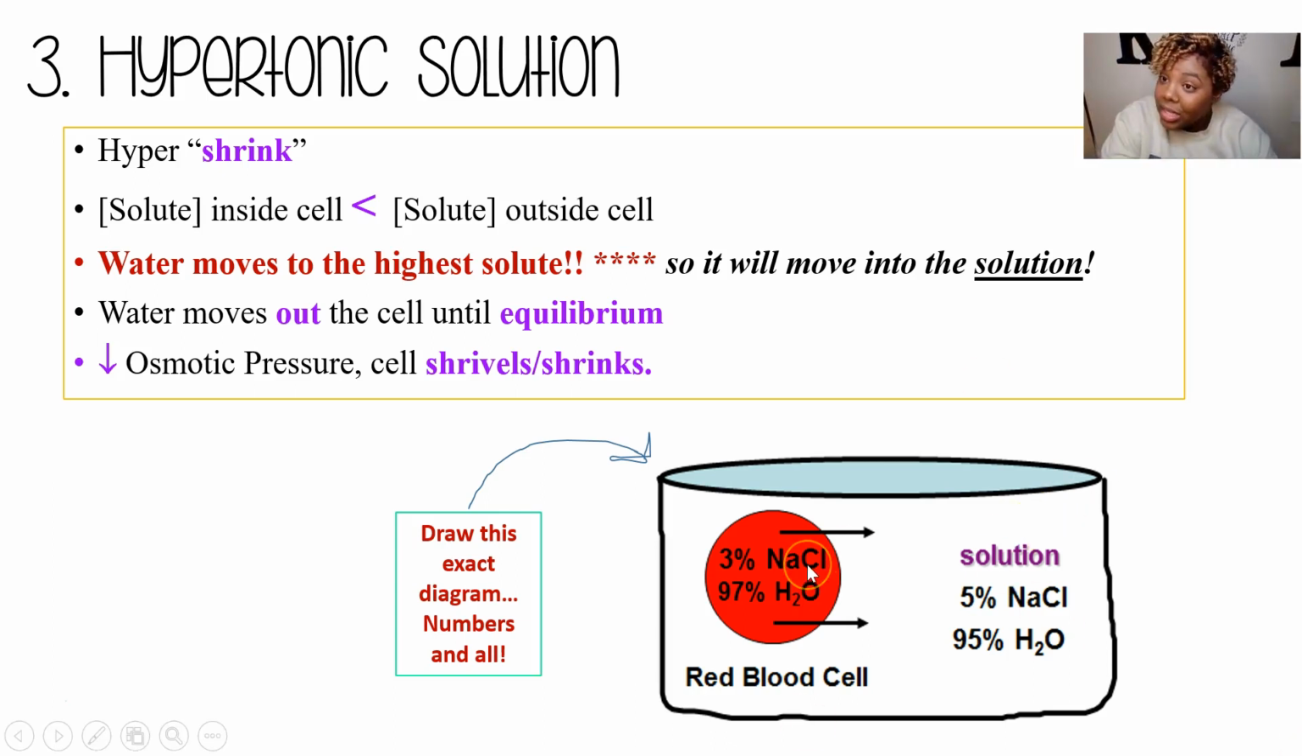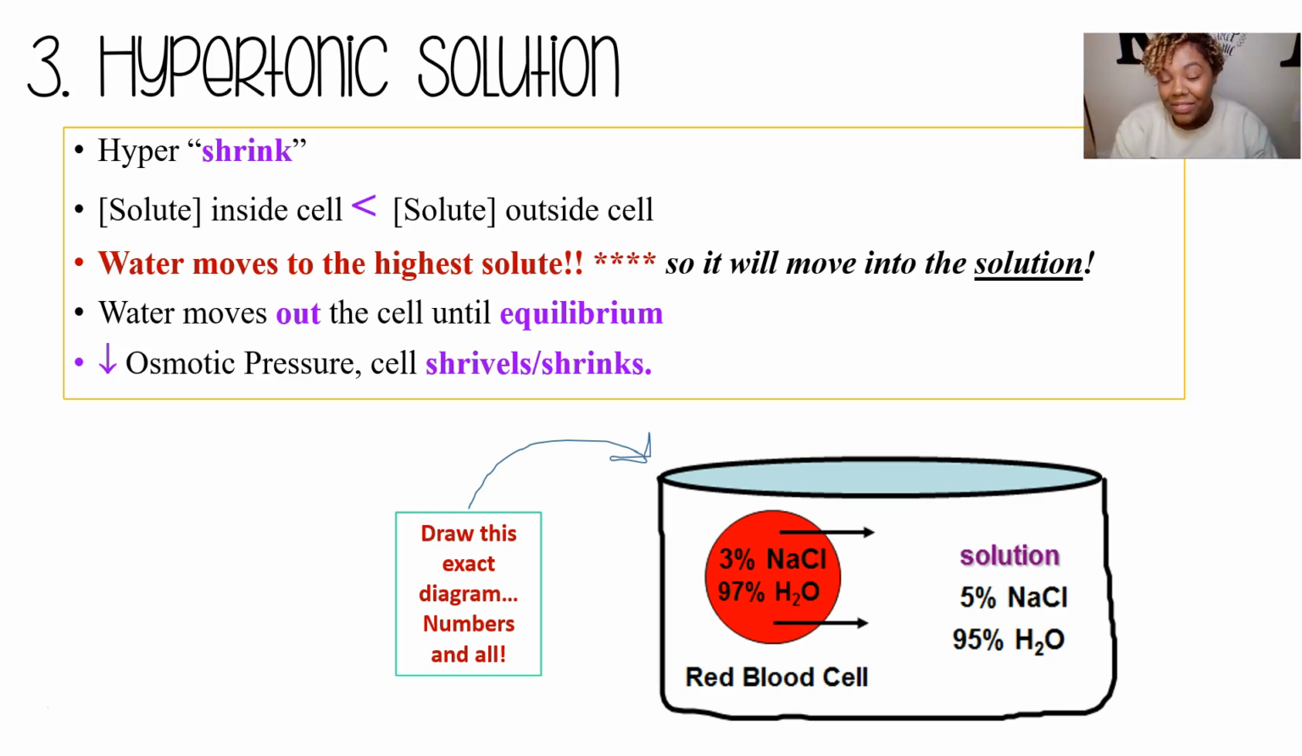So let's look right here. The solute in this scenario is NaCl, which is actually table salt. So we have 3% sodium chloride in the cell, 5% sodium chloride in the solution. So which one has the most solute? The solution. So because the solution has the most solute, where is water going to move? To the highest solute, which means it's going to move to the who? Solution. So look how much water is inside the cell. The excess water here is going to move out of the cell to the solution because it has the highest solute. And when it moves out of the cell, what's going to happen to the cell? It's going to shrink.